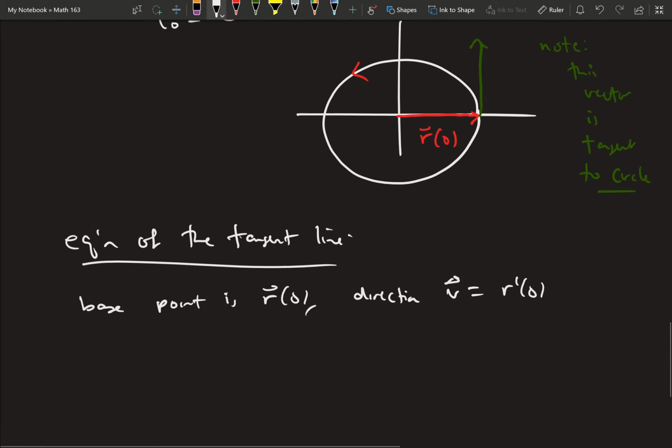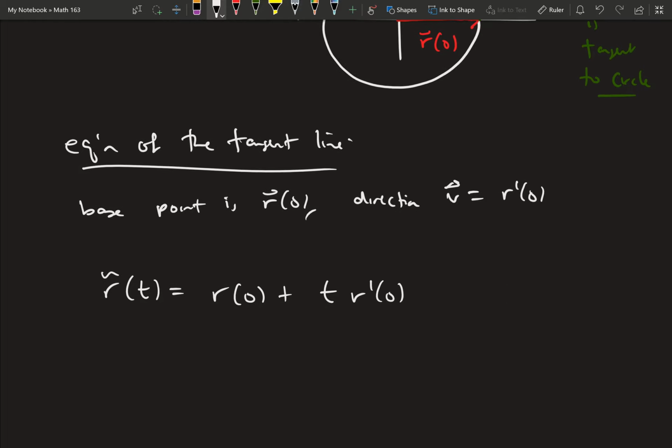So our equation of the tangent line, I don't know what to notate it. Let's call it S of, well, that's usually used for something else, to be honest. Let's just call it r tilde of t. This is equal to r of 0, which is the point, so r of 0 plus t times r prime of 0.